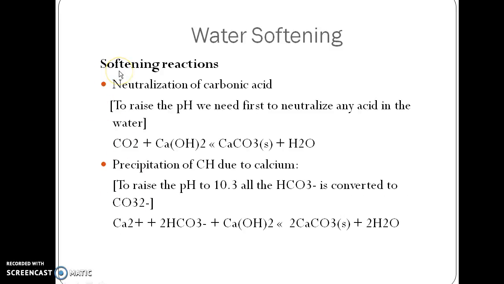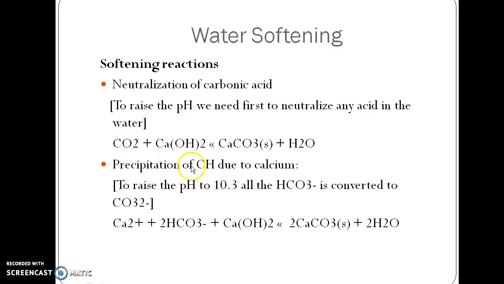The softening reactions of the water softening method. First, the neutralization of carbonic acid. To raise the pH, we need first to neutralize the acid in the water. That is shown by the reaction: dissolved carbon dioxide plus lime. It shows the calcium carbonate solid and the formation of water.